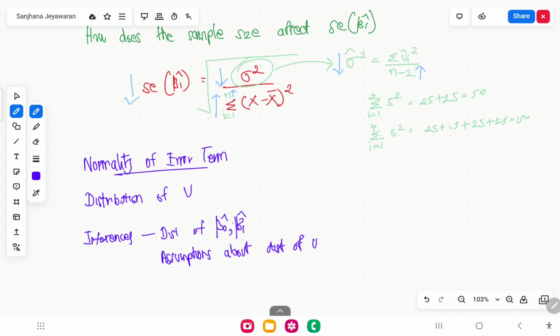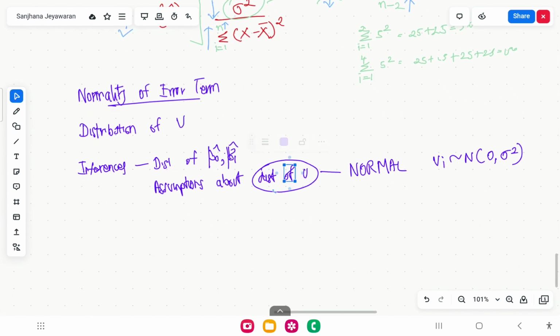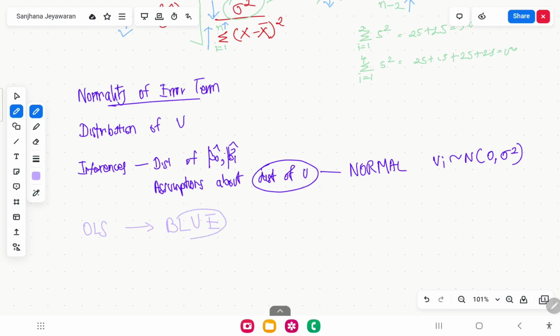So when we make the assumption of normality, that the distribution of U is normal, that means we are saying that u_i follows a normal distribution. Actually, we say a normal distribution with mean 0 and variance sigma square. So far we mentioned that OLS estimators are BLUE. That means out of the linear unbiased estimators we have, this is the best one.